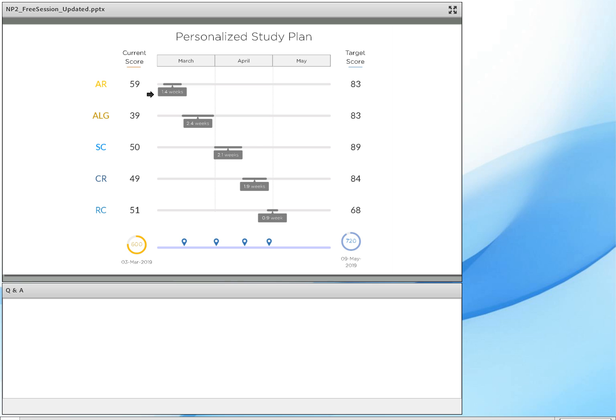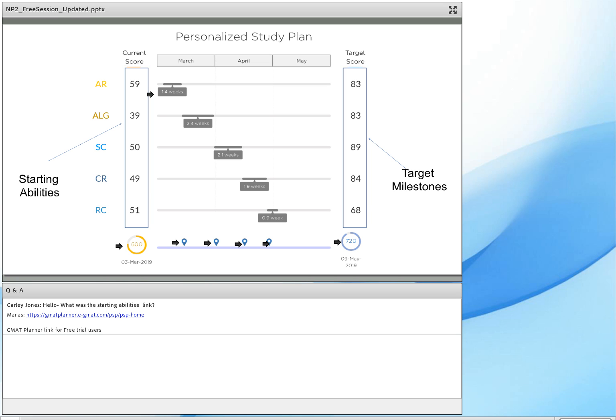The personalized abilities link is over here. And again, you get this personalized study plan showing where you're starting, your starting score, and your ending scores. As you achieve these milestones and hover over this part, you'll see the score improvement that you've garnered. Again, you can see the starting milestones and the target milestones over there.